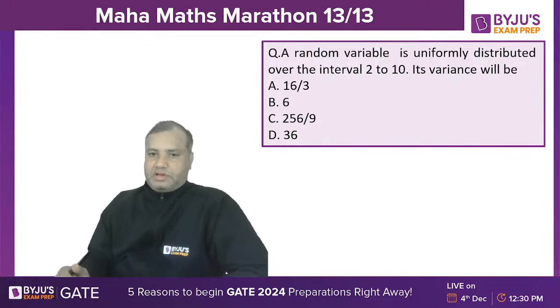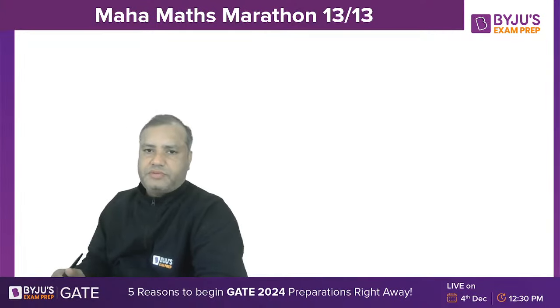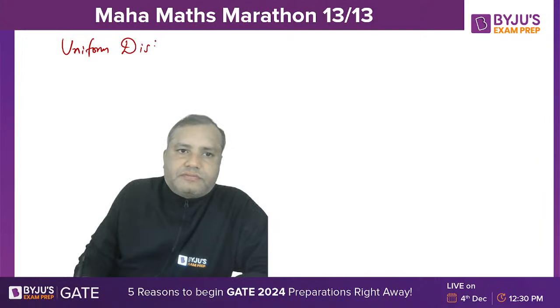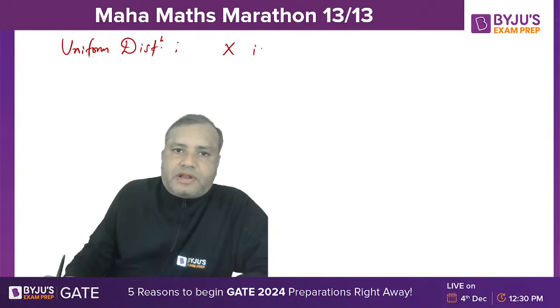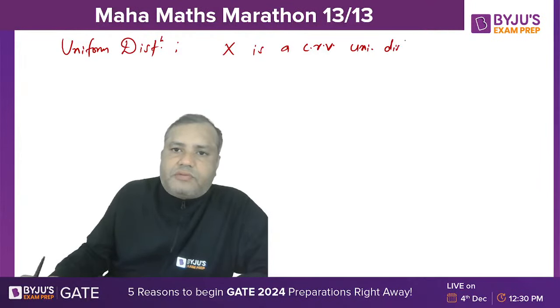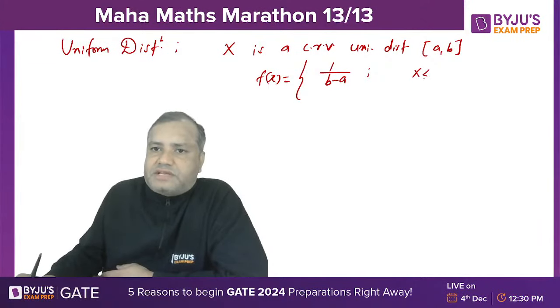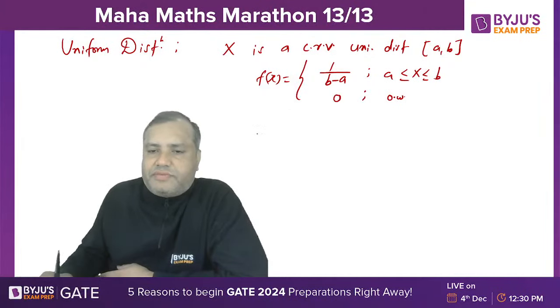See this. Now the uniform distribution. Before moving to the uniform distribution, I'll give you a recap for uniform distribution. For uniform distribution, capital X is a continuous random variable which is uniformly distributed in the closed interval or open interval a comma b. So f of x will be written as a constant value 1 upon b minus a when x lies in the interval a to b, and otherwise, that is outside this, it will be 0.